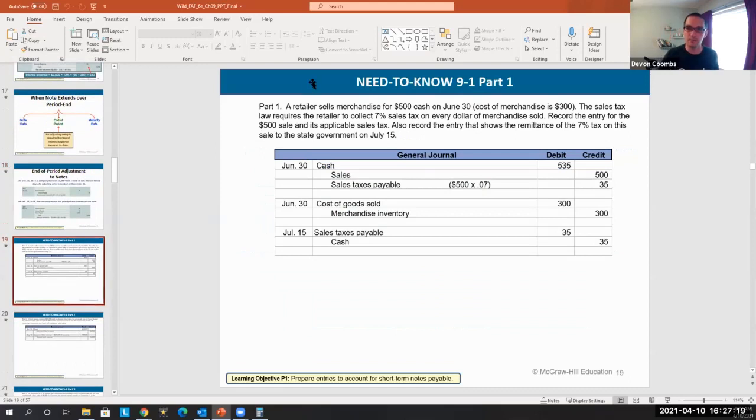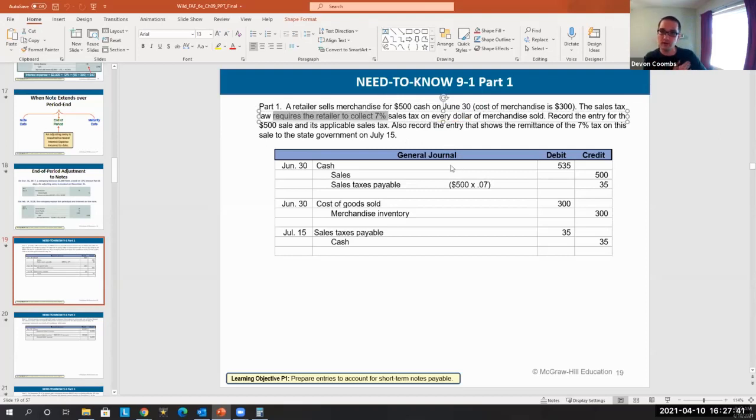So let's go over an example. A retailer sells merchandise for $500 on June 30th. The cost of the merchandise is $300. Remember our cost of goods sold entries when we were doing inventory accounting for our asset lectures. The sales tax law requires the retailer to collect 7% sales tax on every dollar of merchandise sold.